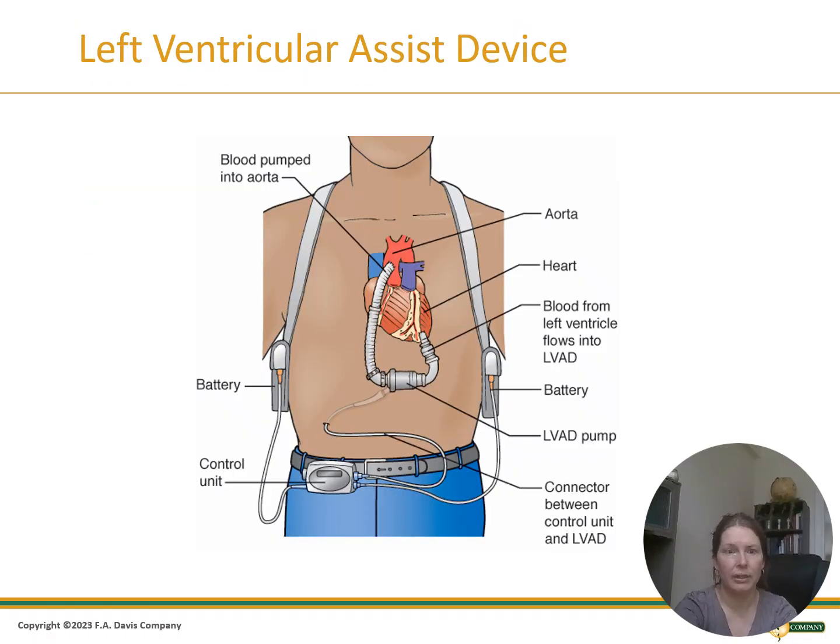I think I have a picture next. Okay, this is our left ventricular assist device. It's a mechanical pump that helps the left ventricle circulate blood when our heart's pumping action has become too weak and ineffective. The blood enters the LVAD from the left ventricle, and then it pumps the blood up into the aorta, sending oxygenated blood to the rest of the body. It's implanted inside the chest.